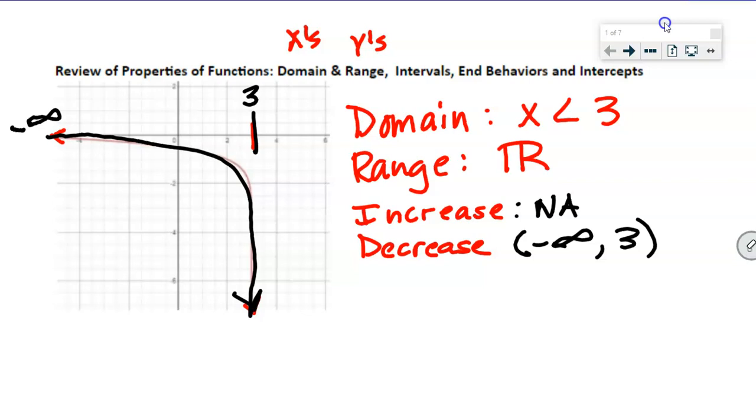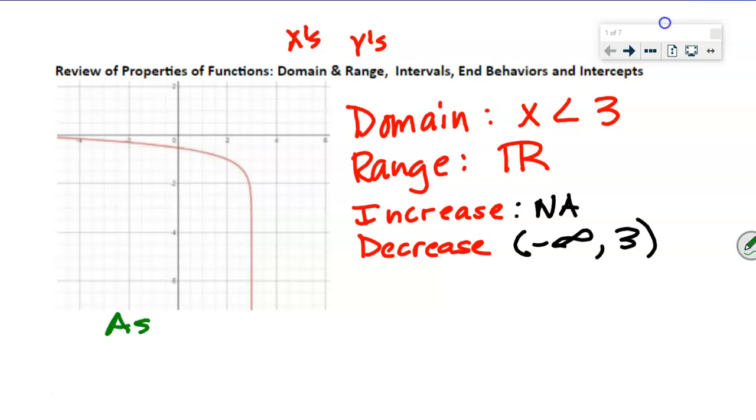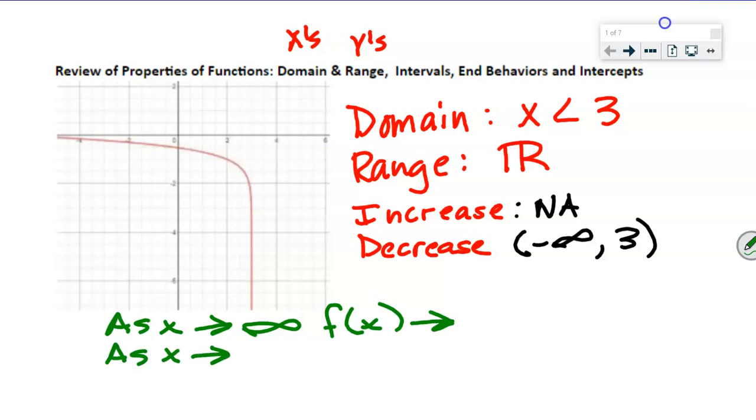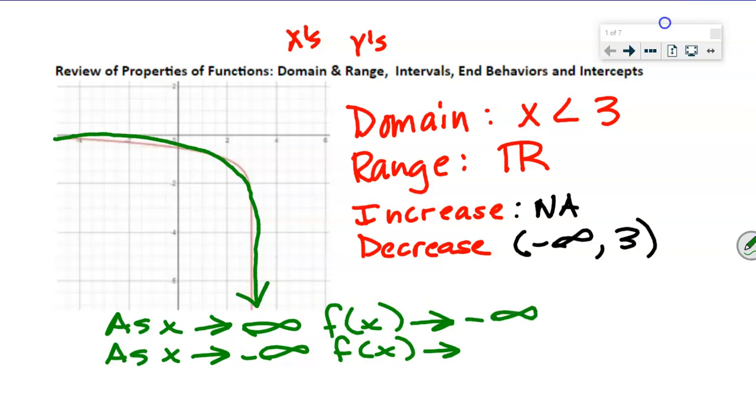Then let's go ahead and talk about end behaviors. We're talking about as x approaches infinity, what happens to f of x? And as x approaches negative infinity, what happens to f of x? Now I want you to remember that f of x is y. So as I head this direction on the graph, where's the y headed? It's headed towards negative infinity.